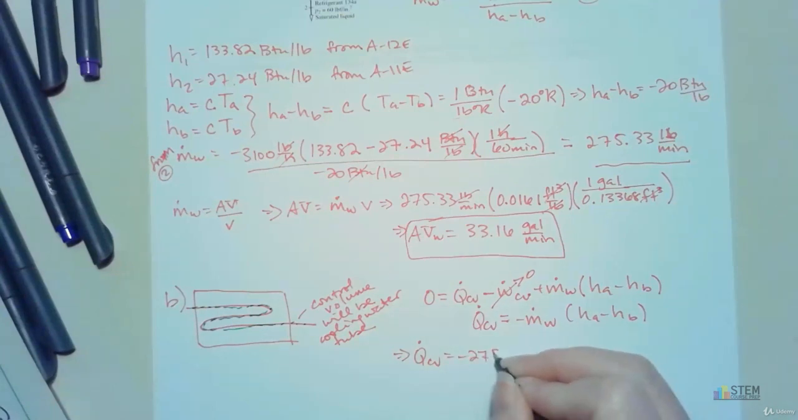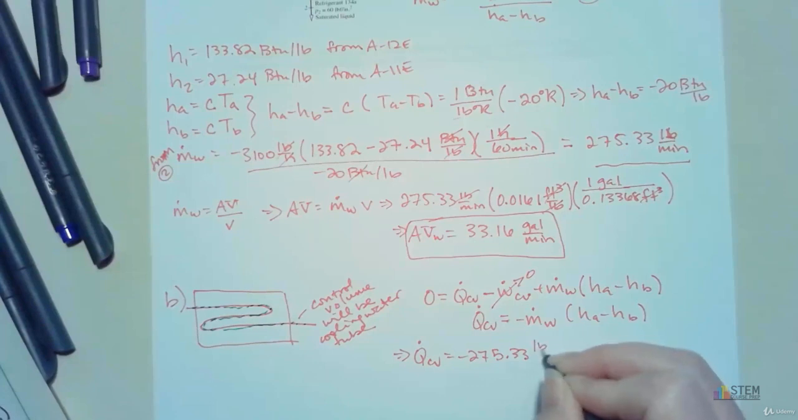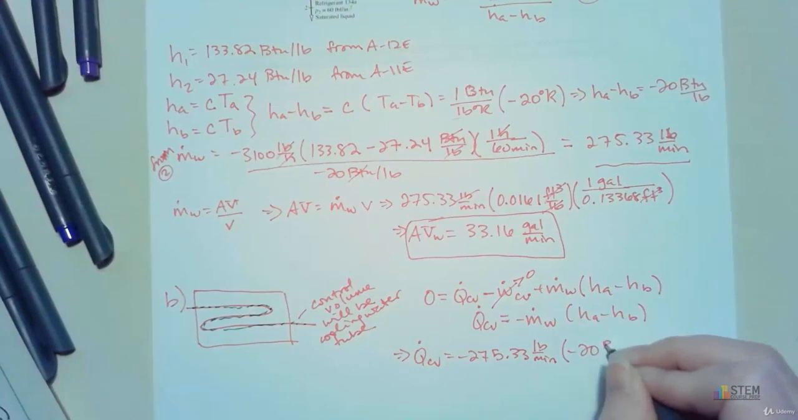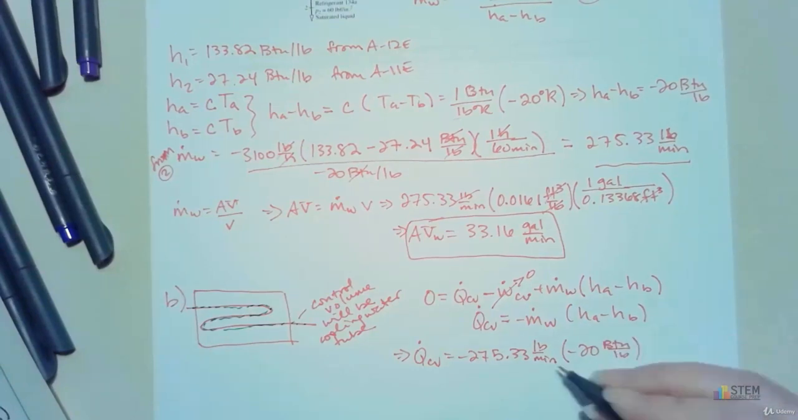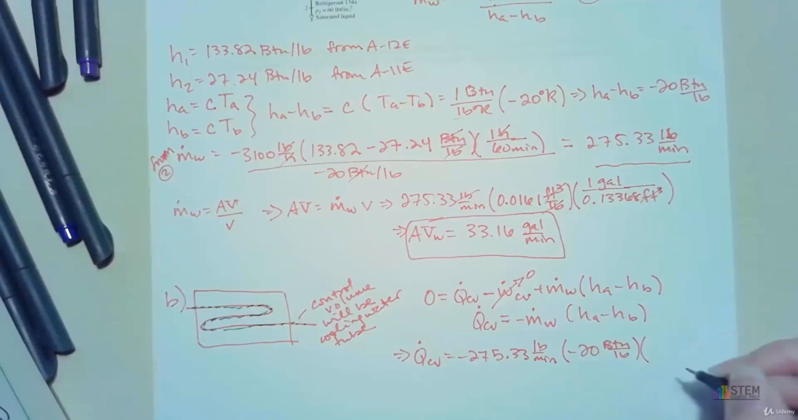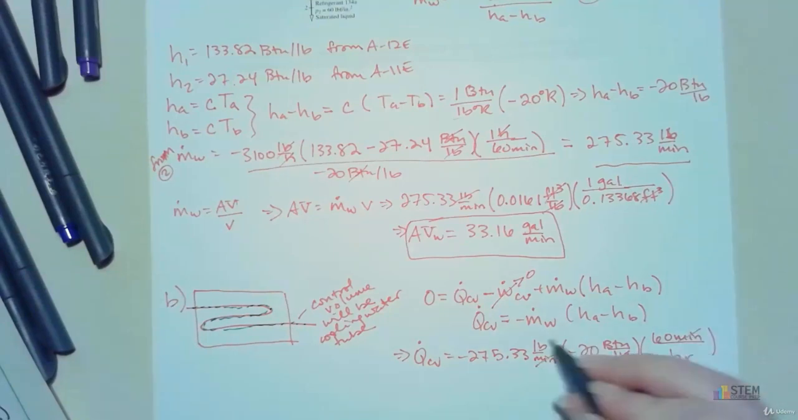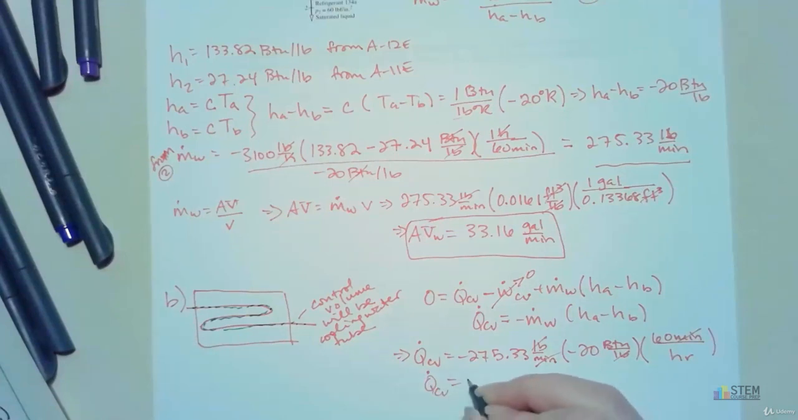Now if we plug it in, you get negative 275.33, that's pounds per minute. Multiply that by the negative 20 BTU per pound, and let's get this in hours because it wanted the units to be BTU per hour. The conversion for that will be 60 minutes per hour. If we look at our units, minutes goes away, pounds goes away. That leaves us with a Q dot of 330,396 BTU per hour.